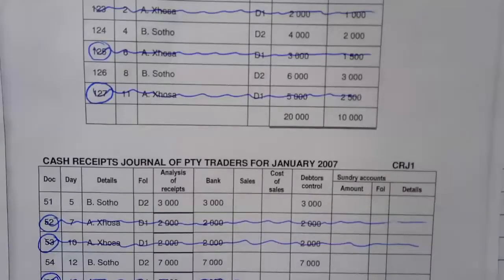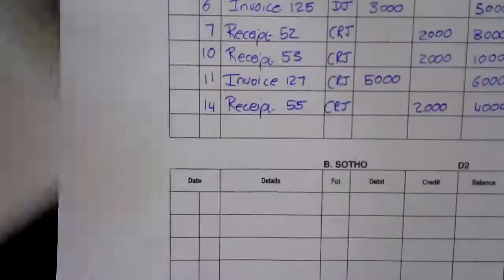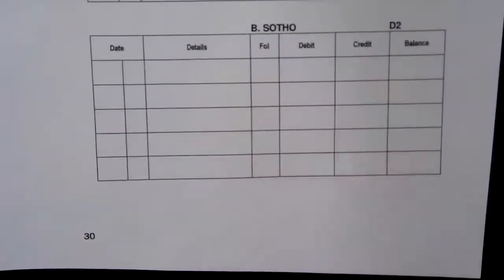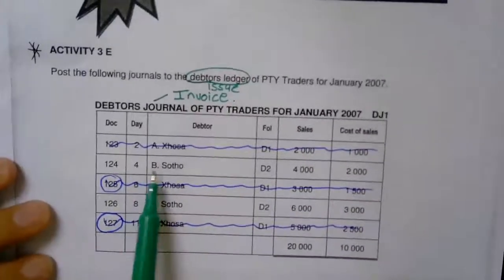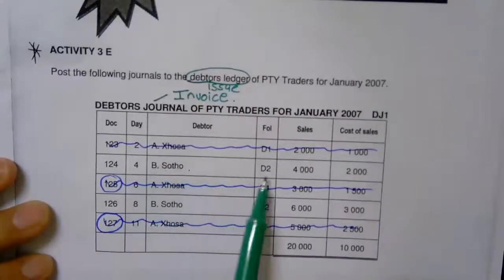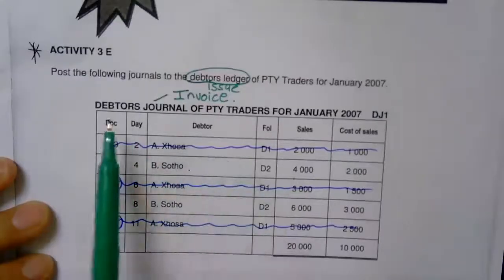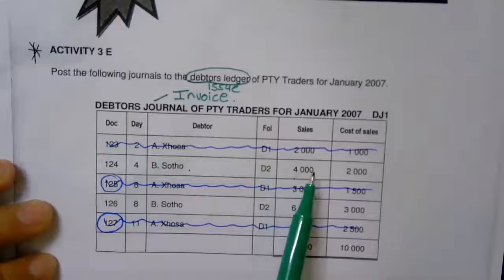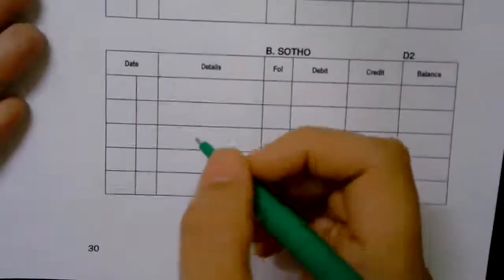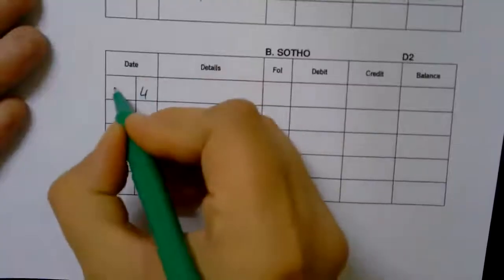Now we're going to go over to Mr. B. Sutu. So here is the ledger for Mr. B. Sutu. So we start. On the 4th, Mr. B. Sutu bought from us on credit according to the debtors journal, and he owes us the sales price, which is 4,000 Rand. So you go to his ledger, you write the 4th of January.